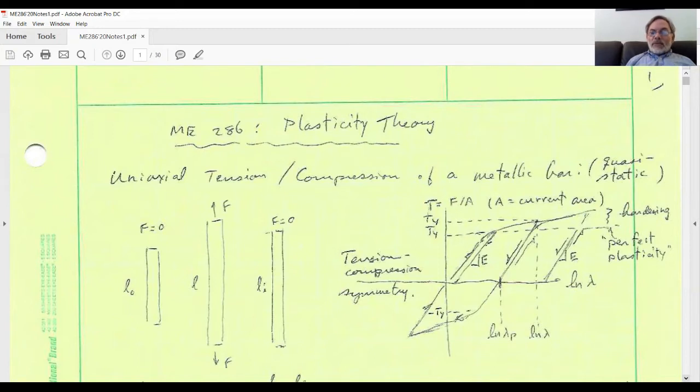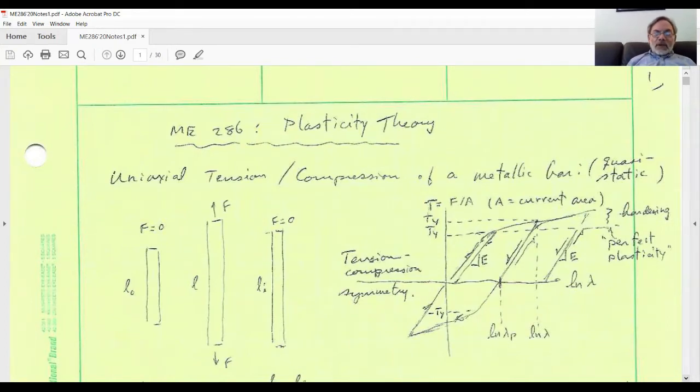Okay, well, let's begin with a short lecture today, the first lecture, in which we describe the basic phenomenology of plasticity, discuss a little bit of history, and then begin a quick review of basic continuum mechanics that we will build upon for the rest of the course.